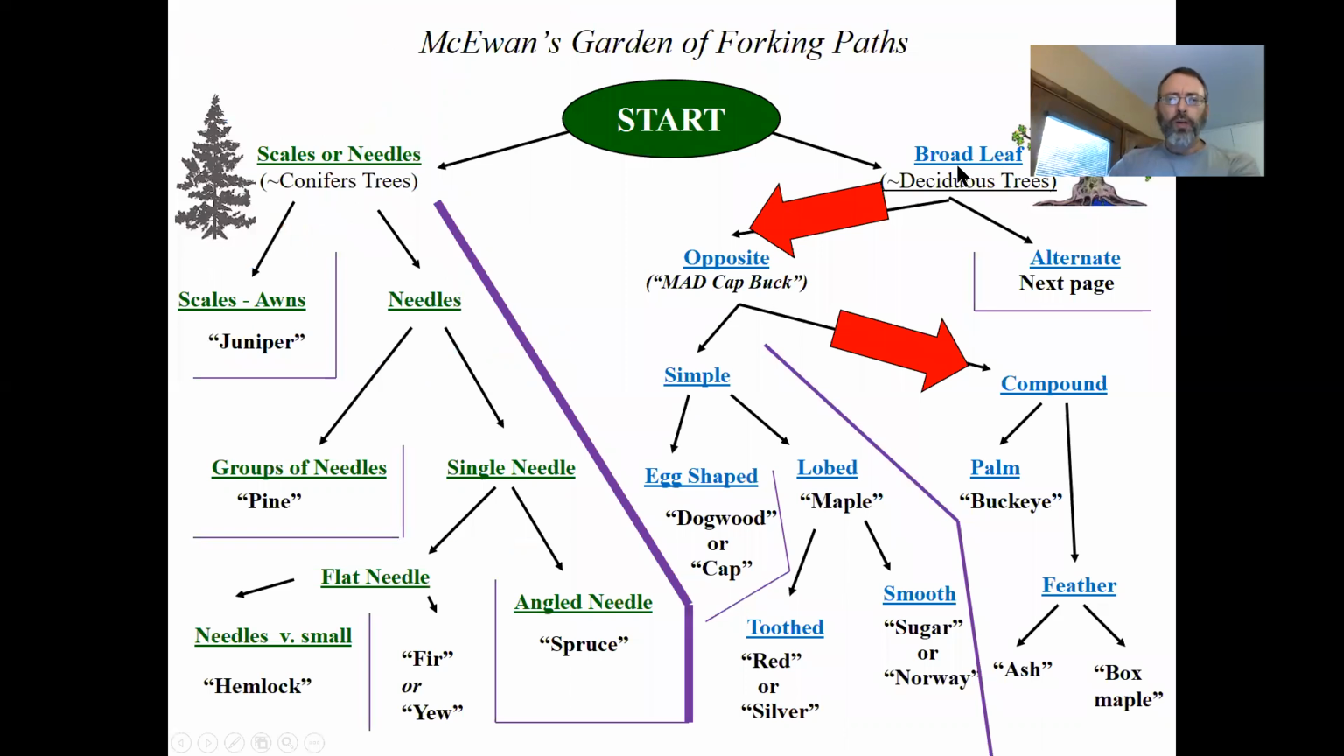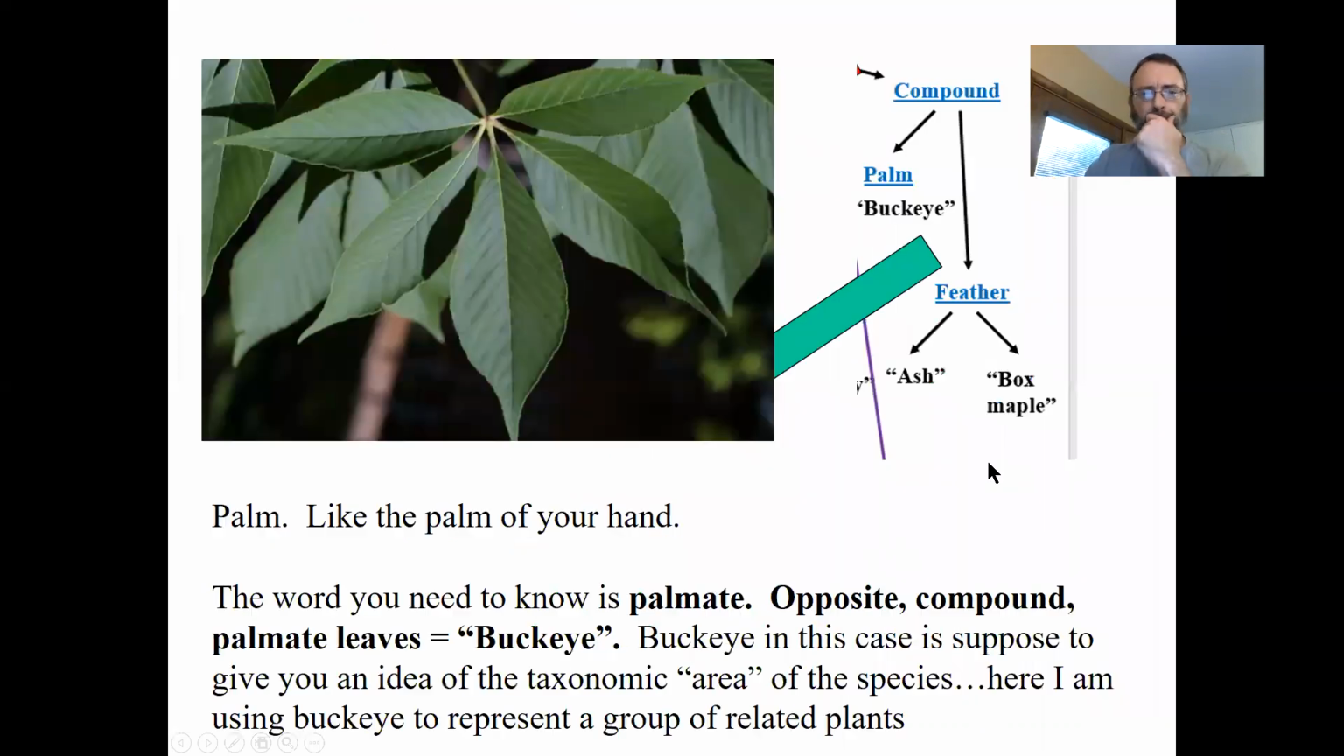So if we go down this way towards opposite and we head down this way towards compound, we have a couple of other words to learn. The first one is palm, like the palm of your hand. This is buckeye, for example. The word you need to know is palmate. That just means like palm of your hand. So if we say a palmate leaf, then you know that it's like this.